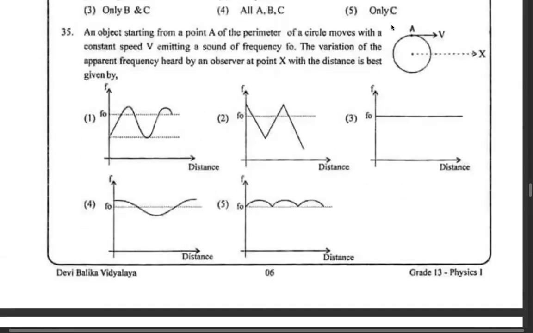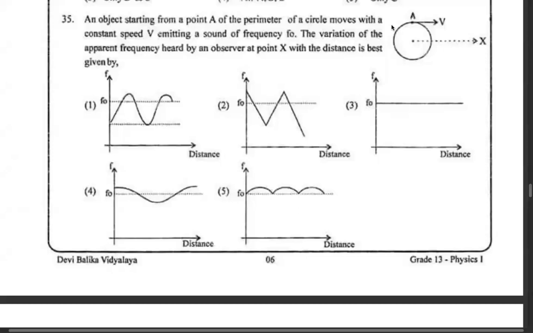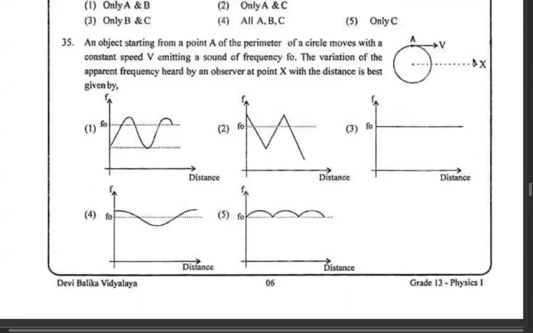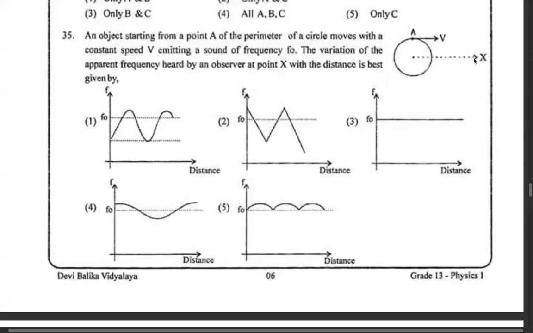Now the 35th question is a bit confusing, people, because I don't know which distance they're talking about. Now the person is at x, no? The person is at x, so his distance is not changing. So shall we take it as the distance traveled by this object along the perimeter? It is similar to time. Time and distance are proportional because the speed is constant. So I will take it that way, distance.